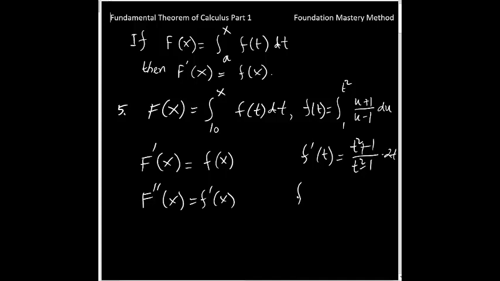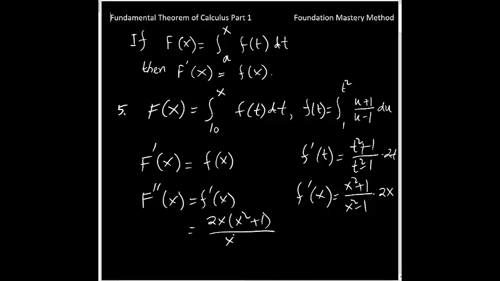So what is our f prime x? We replace t by x. It's a simple one. So then you get (x squared plus 1) over (x squared minus 1) times 2x. That's exactly the answer. So we are done. So we got 2x times (x squared plus 1) over (x squared minus 1). Once you understand fundamental theorem of calculus part 1, then you can apply it and see how all the results come comfortably.